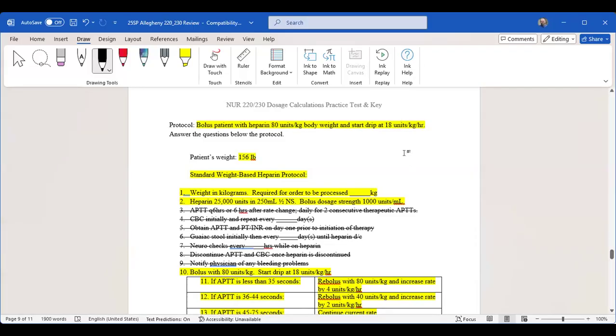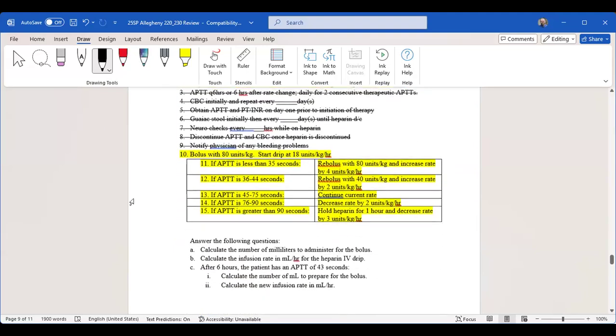So it just repeats the information. So a lot of this is just repeat information. So we only need steps 1 through 10 in order to answer the first couple questions, and most likely any question you might have in regards to when you get asked about the heparin protocol.